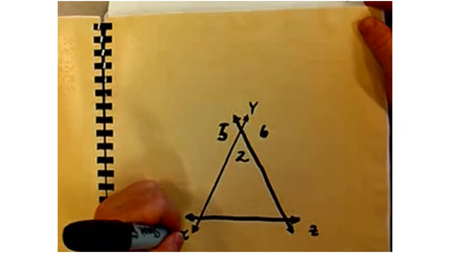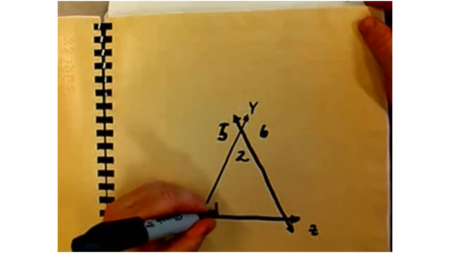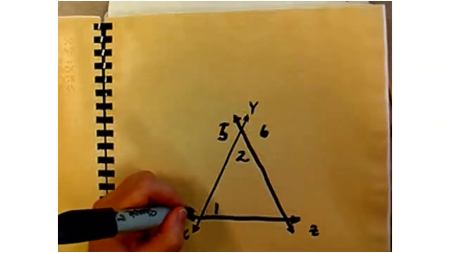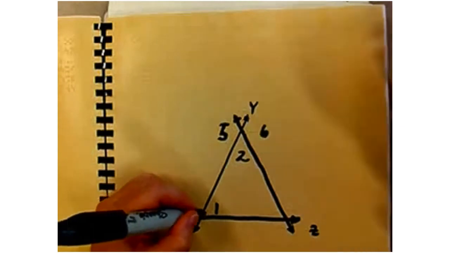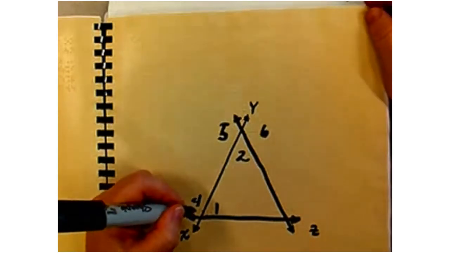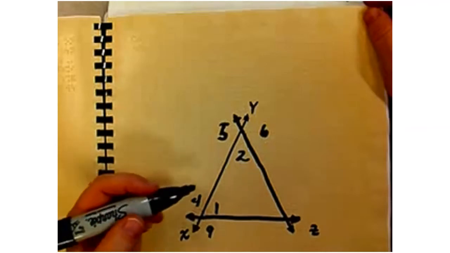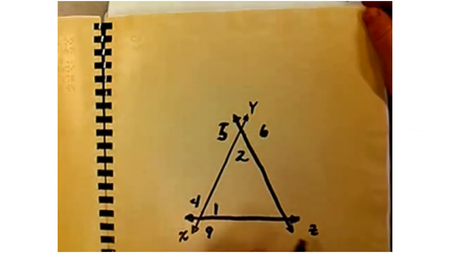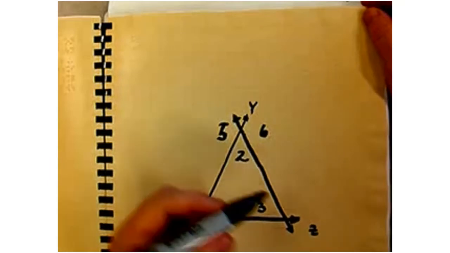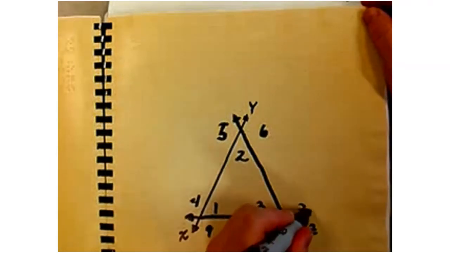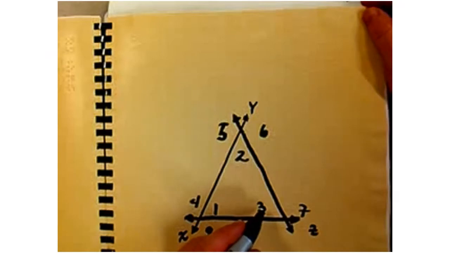Then down at vertex X, we have an interior angle of 1, and we have two exterior angles to 1, one immediately to the left, angle 4, and then one below it, angle 9. And then at vertex Z, you have an interior angle of 3, and two exterior angles, angle 7 immediately to the right, and angle 8 just below it.